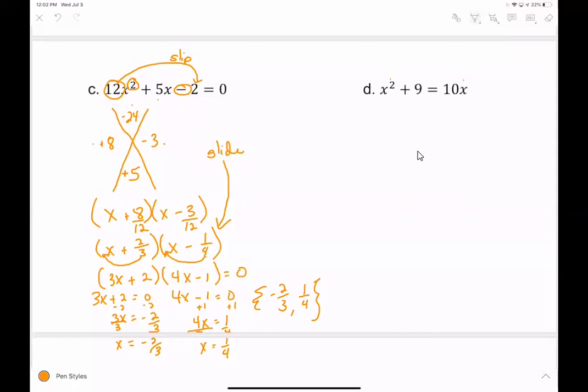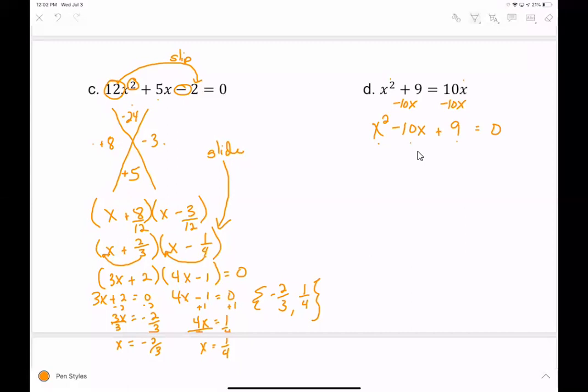But the first thing I need to do is I need it equal to 0. So what I'm going to do is I am going to rearrange the 10x. I'm going to put them in descending order so that I have everything on one side. Now that I have everything on one side equal to 0, I can determine what method of factoring to use. I don't have a GCF. This is a trinomial, so I'm going to use the slip and slide method.